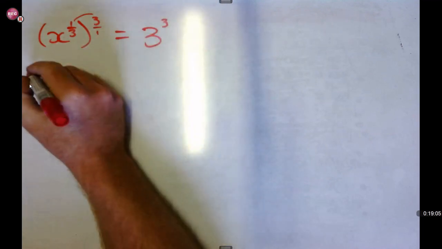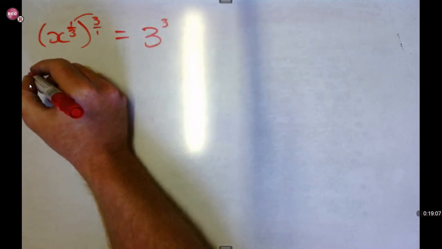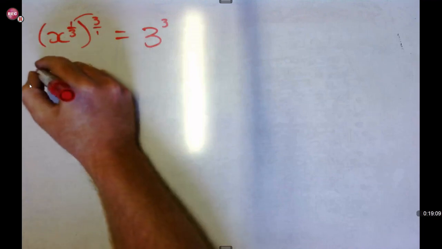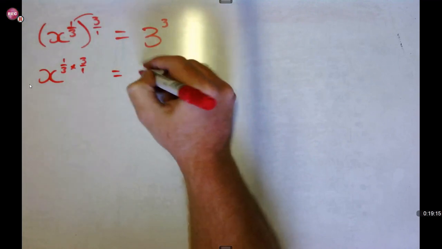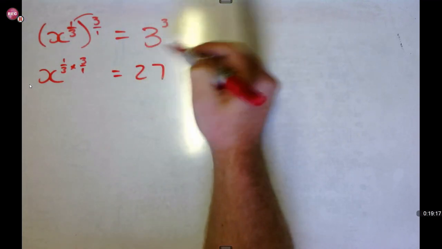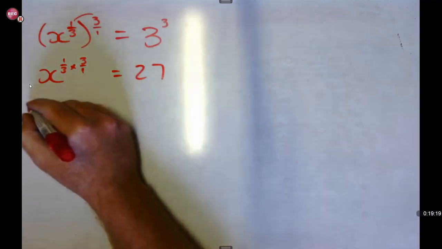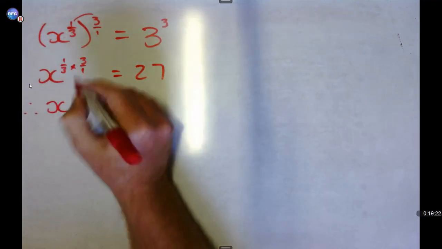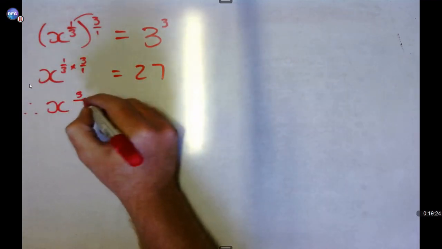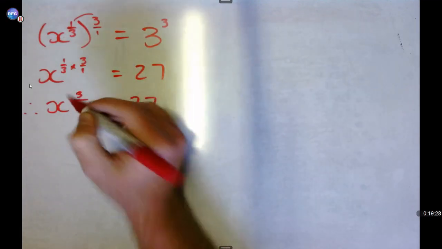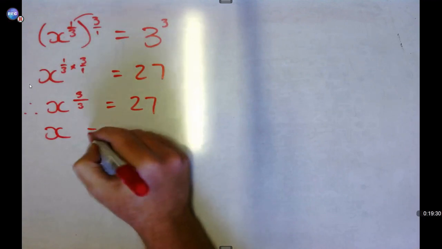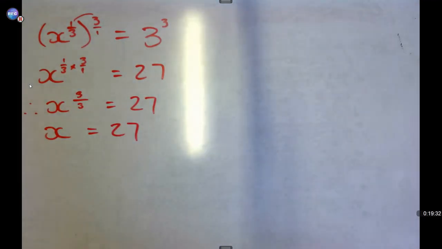So what you will then get is 1 over 3 times 3 over 1 equals 27. You can solve this. We'll say 1 times 3 is 3, 3 times 1 is 3, and 27. 3 divided by 3 is 1, so therefore x is equal to 27 in this case.